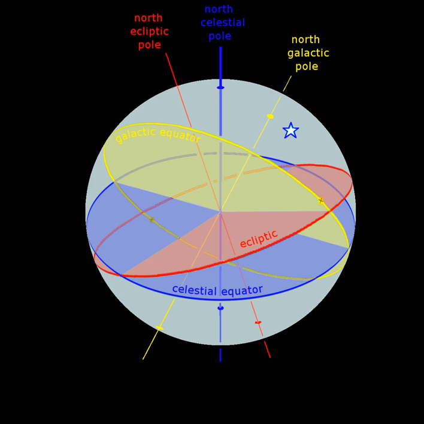Topic: Hour angle and right ascension. H equals theta L minus alpha, or H equals theta G minus lambda O minus alpha; alpha equals theta L minus H, or alpha equals theta G minus lambda O minus H.